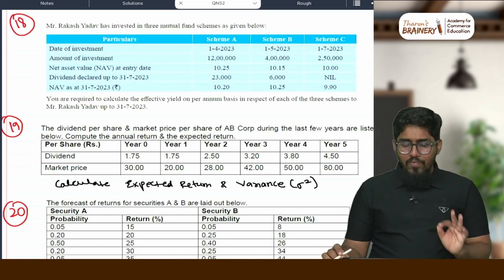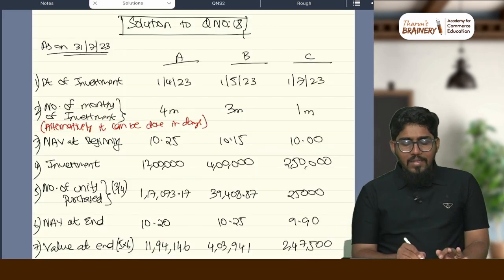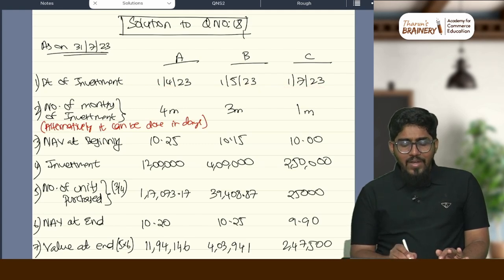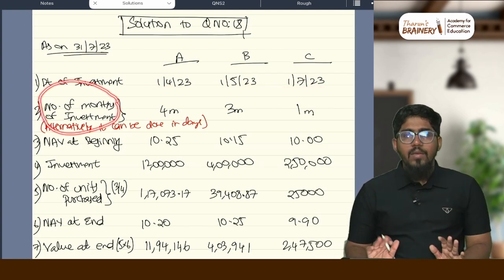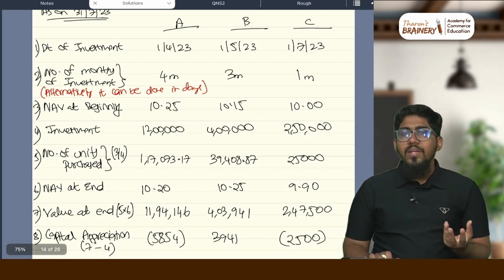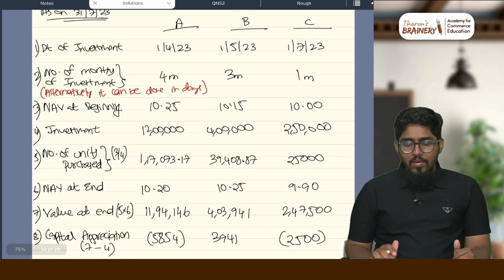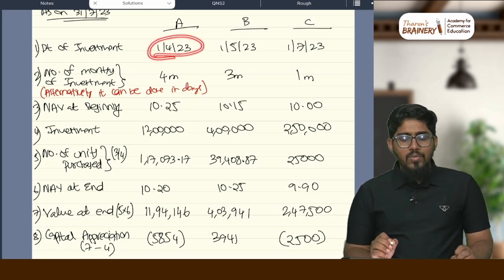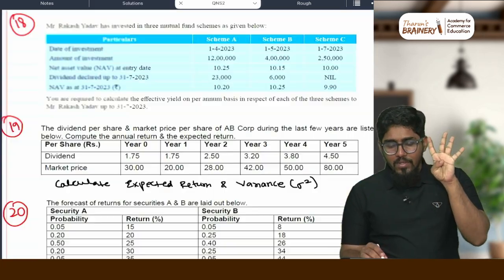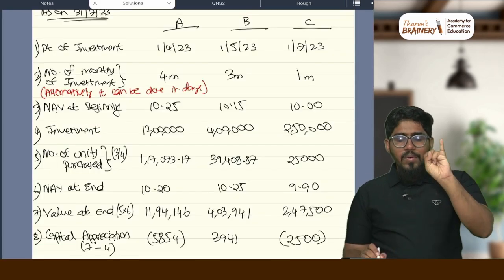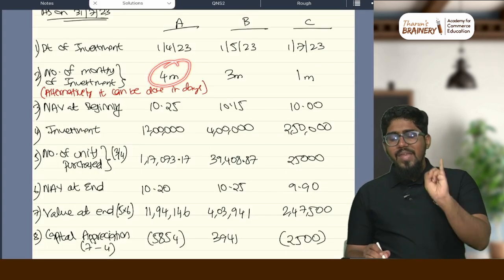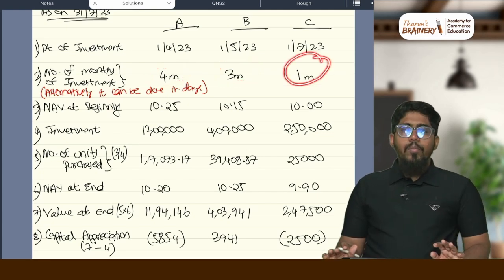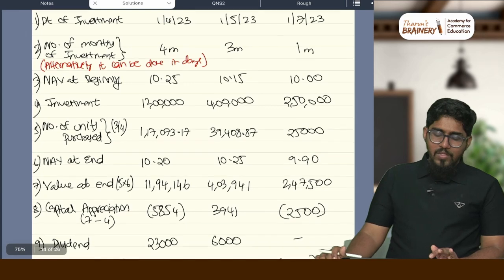So for that, how am I writing this? First I am writing the date of investment: 1/4, 1/5, 1/7. For this I am finding how many months I have stayed invested, because to annualize return I have to divide by the period of return, correct? So what is my period of return? It can alternatively also be in days, but I am putting it in months. April I am investing, so April, May, June, July, correct, because 31st July. So April, May, June, July, 4 months. May, June, July, 3 months, and 1st July only I have invested, till 31st July, so 1 month. This much clarity you are having. So number of months of investment.